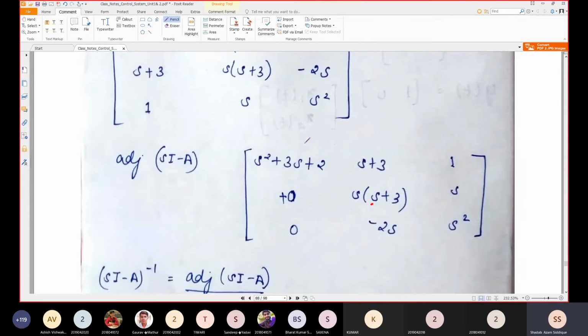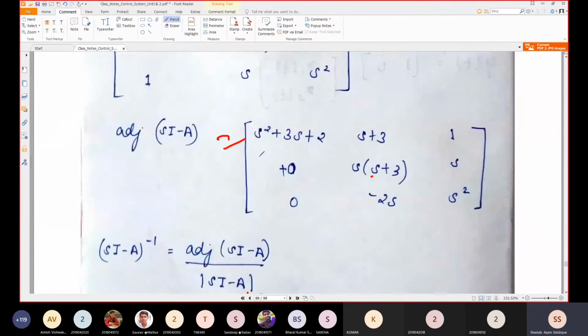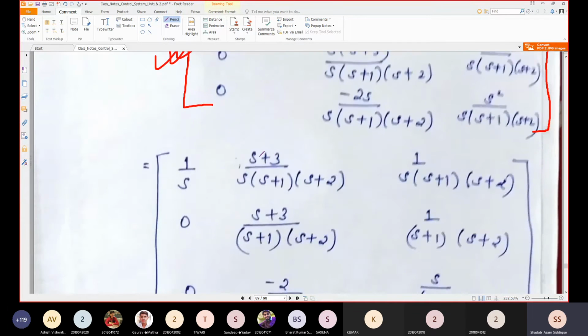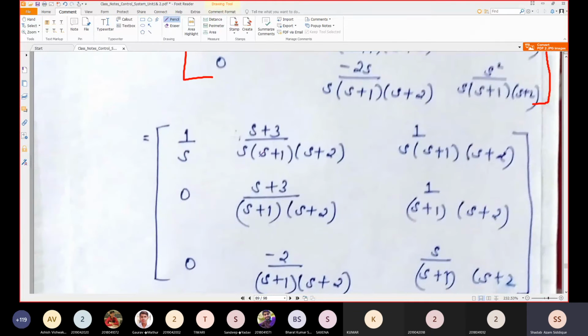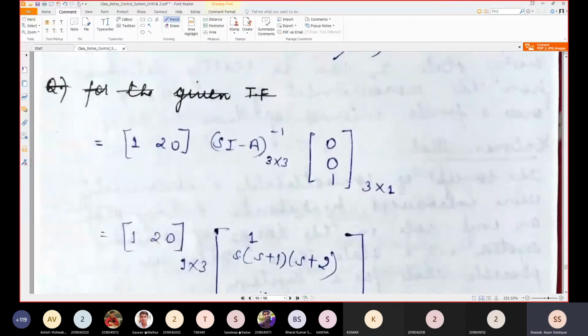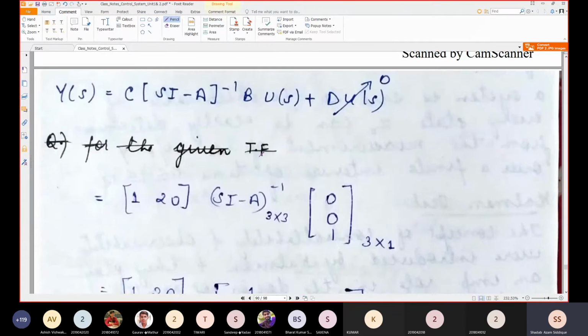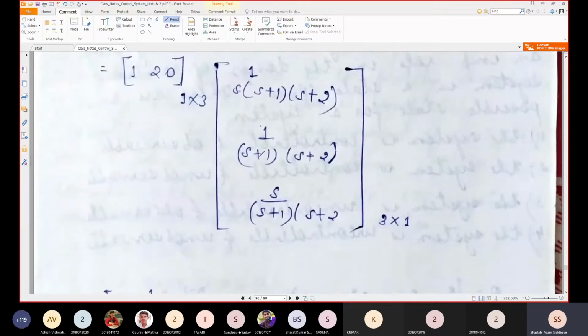Otherwise you can go through the conventional method also. The conventional method is not very difficult, but it is a lengthy procedure, so you should go through the shortcut method. You can find the adjoint matrix and divide by the determinant, or use any method you are comfortable with, and find the inverse of this matrix and the solution also. For the output equation, I have told you that y of s can be written as C times s I minus A inverse B into U of s, because D is 0, so you can simply substitute and find the solution.